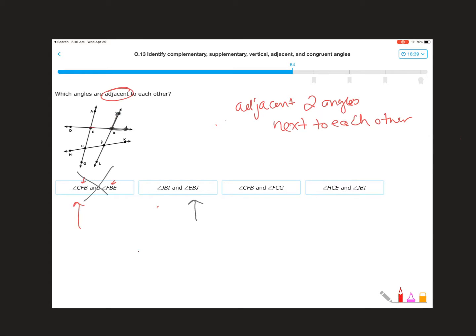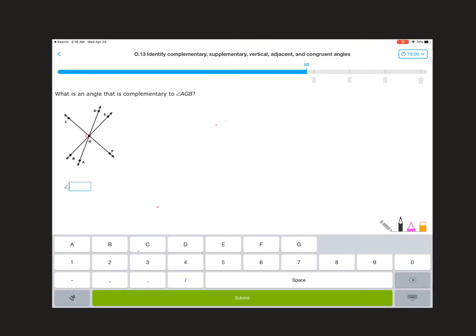Are those next to each other? So if your angle's right here, the other one is right there. All right, check it out. Not only that, they are supplementary because they add up to 180 degrees, half a circle. So they are adjacent. Moving on, let's go. All right, Smart Score 68. Again, fast forward to the Smart Score that you need help at.